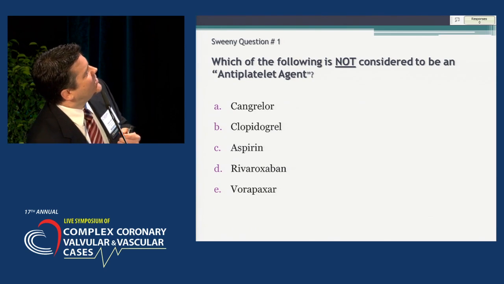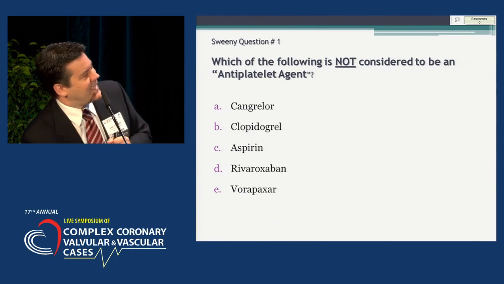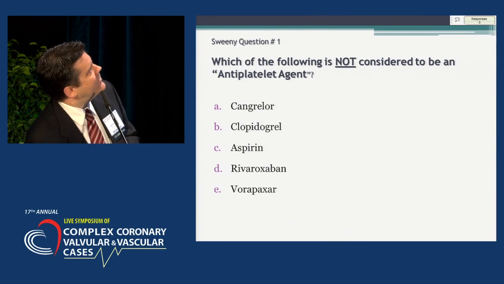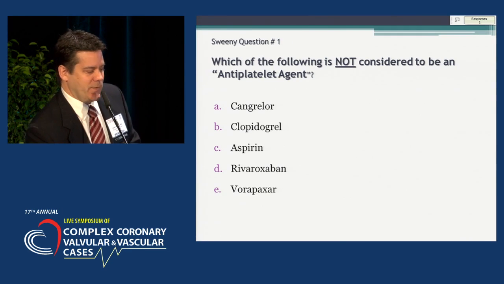So question number 1, which of the following is not considered to be an antiplatelet agent?